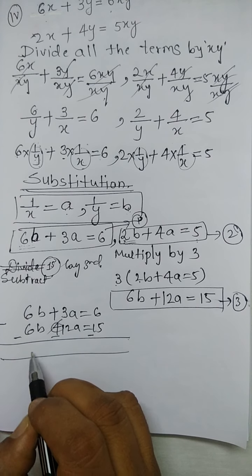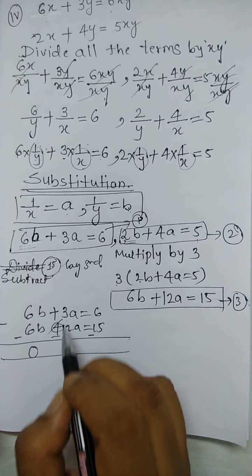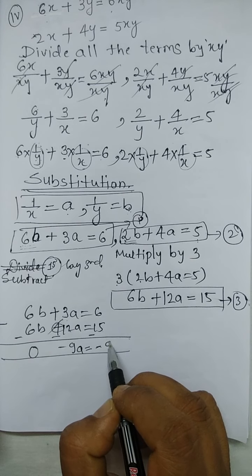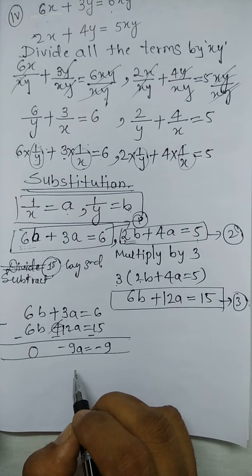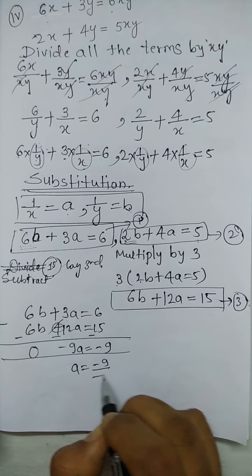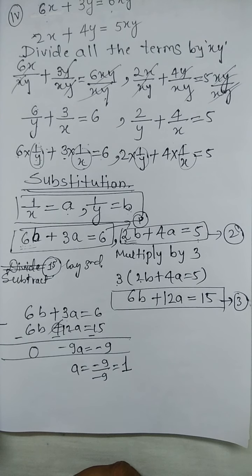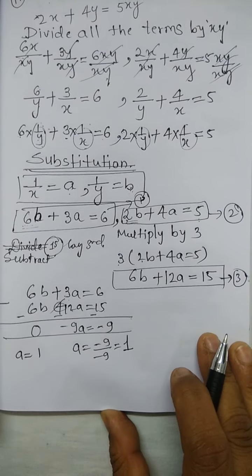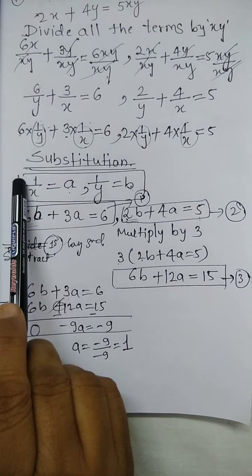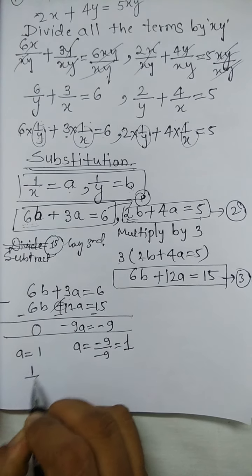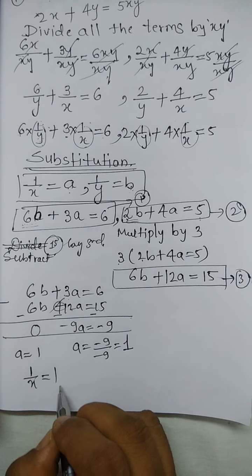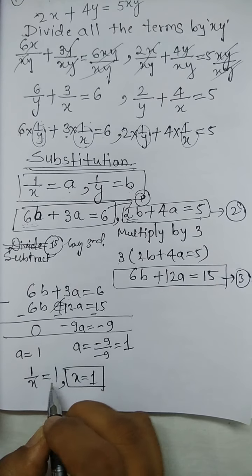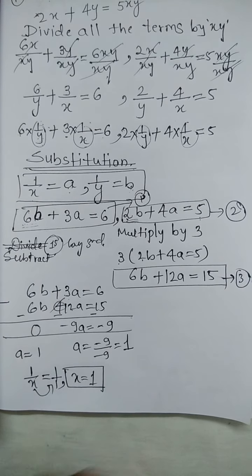6 minus 6, 0. And here minus 12a and this minus 9. 15 minus 6, 9. So minus 9a equals minus 9. Now a equals minus 9 upon minus 9, which gives you 1. So a's value is 1. But what substitution have we done for a? 1 by x. So 1 by x equals 1, so again x equals 1. 1 by 1 means 1. So x value is 1.